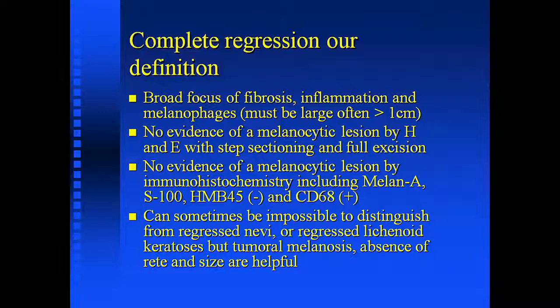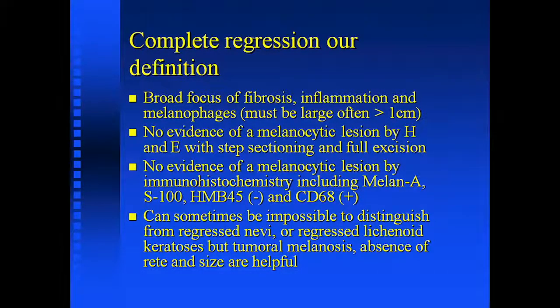How do we define this? So when we described this entity, and this is well known, we had certain criteria for the diagnosis. It had to be a broad band of fibrosis. There had to be no evidence of melanocytic lesion by H&E and by step sectioning of those. Because as you're well aware, when you have a very large biopsy, if you don't step section it, there could be another area with melanoma there. You do immunohistochemistry, and the melanocytic markers are negative, but of course CD68, which is a histiocytic marker, would be positive.